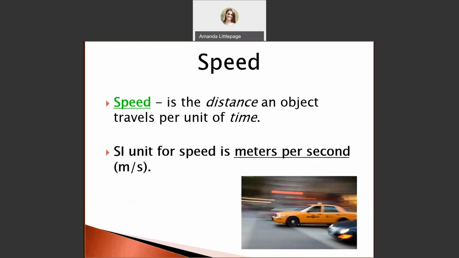Speed, velocity, and acceleration. These are three things we're going to continue talking about over the next few weeks. Speed is the distance an object travels per unit of time. So a car goes 50 miles per hour. Speed limit is 45 miles per hour. In the lab, or in some of our virtual labs we're doing, speed is going to be recorded using meters per second. That's our standard unit.